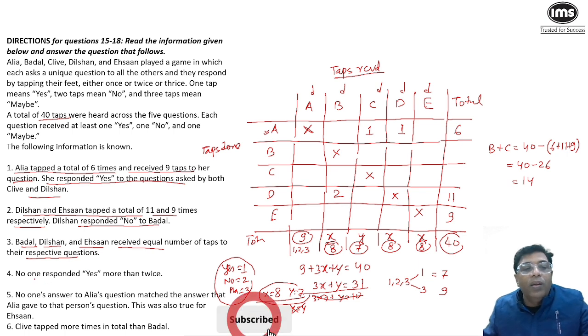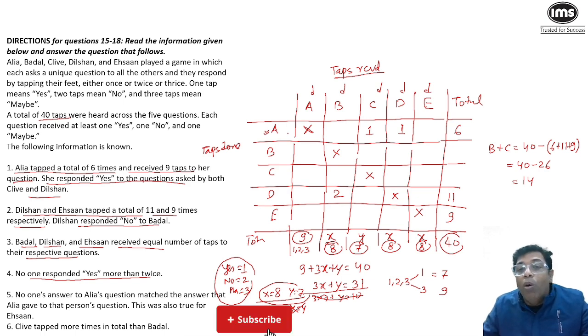Let's go further. No one responded yes more than twice. Like A never responded more than twice by tapping one foot, which she has already done. So it means the other value cannot take the value of 1. And this is going to be true for B, C, D, E. So in any of the rows, we cannot have more than 2 values of 1.